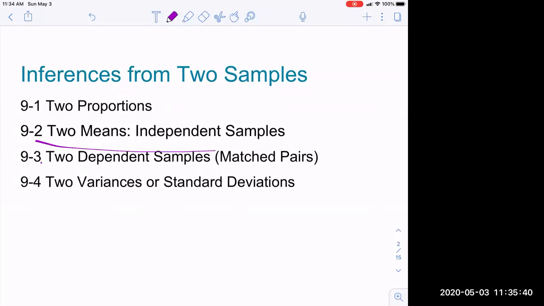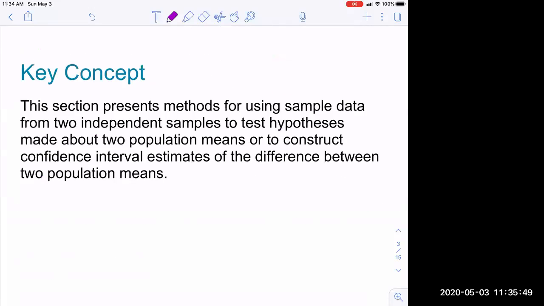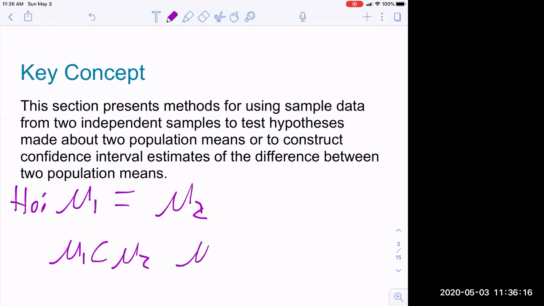So we're looking at two means of independent samples. Independent, of course, meaning there's no relation between the two samples. So when we do this, because we have two samples, we're going to have a population mean in one and a population mean in the other. And our null hypothesis is always going to be that they're equal. And then the alternative could be, well, maybe this one is less than that. Maybe it is greater than that. Or, of course, not equal to.